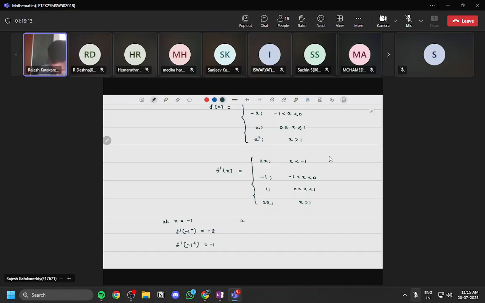No. Then what about x equals 0? f dash of 0 minus is -1, f dash of 0 plus is +1. Now at x equals 1, f dash of 1 minus is 1. For f dash of 1 plus, I am substituting x equals 1 in the other piece. So clearly, we have three non-differentiable points. Do you understand? Any doubts in this? Anybody?